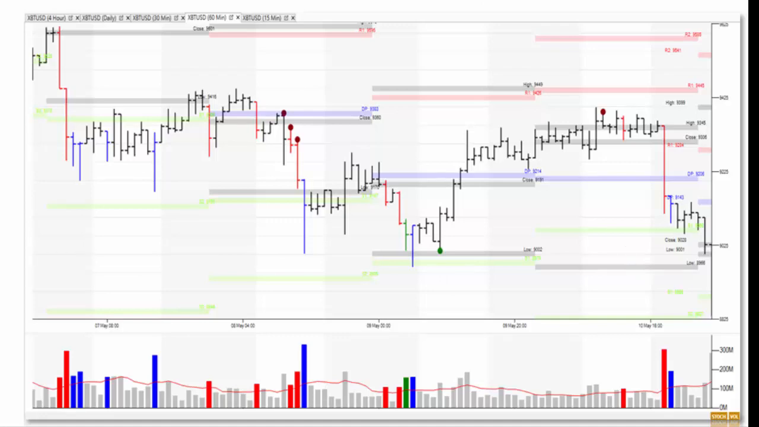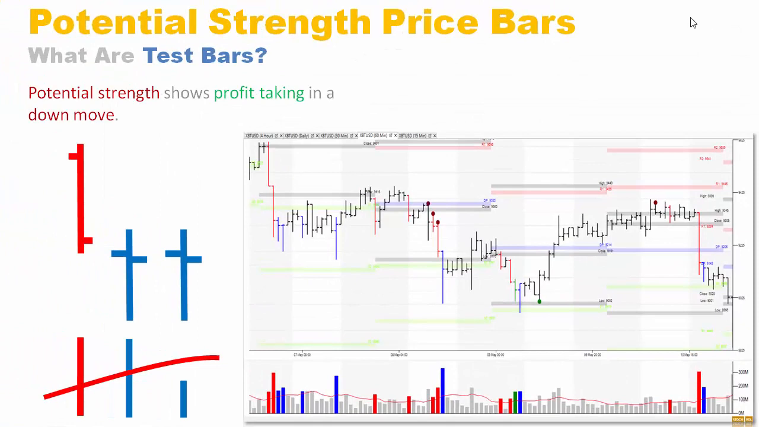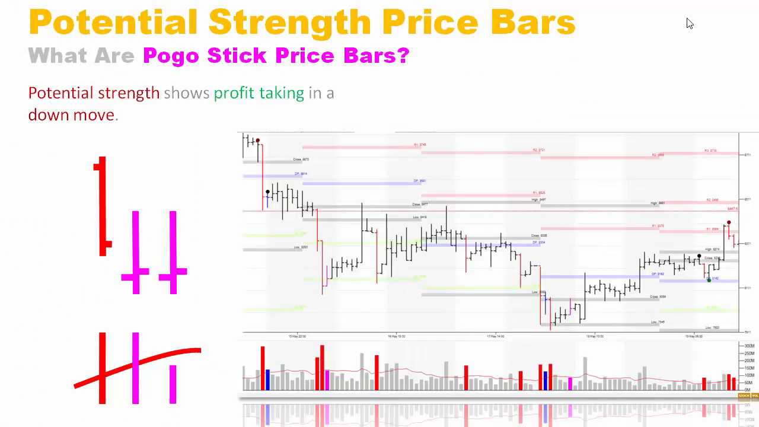So once you get the concept of these and understand them, and they're not that difficult to understand, you will be able to read the markets very easily indeed. And then finally, we've got selling that can be followed by the pogo stick on high and low volume.